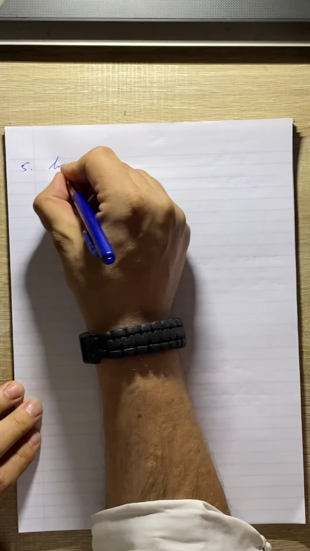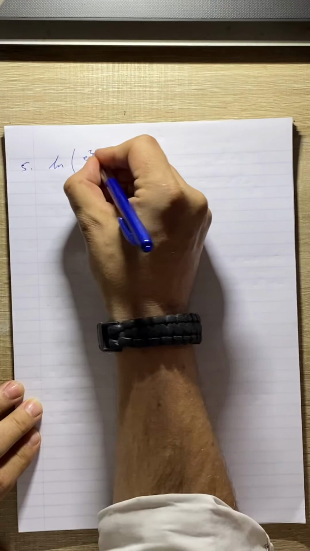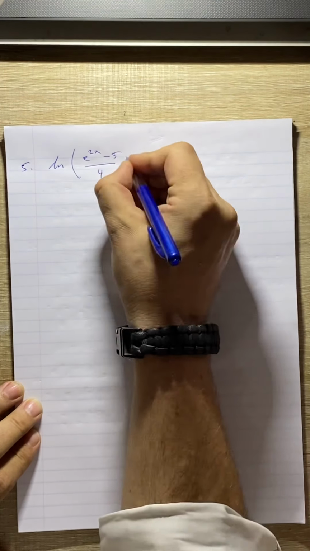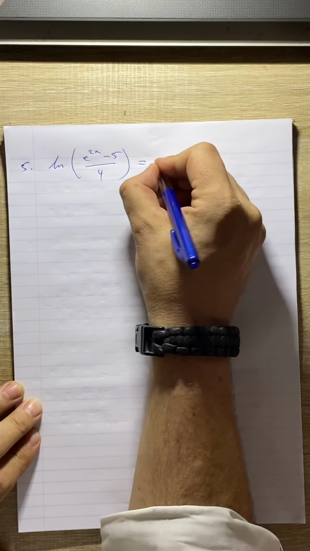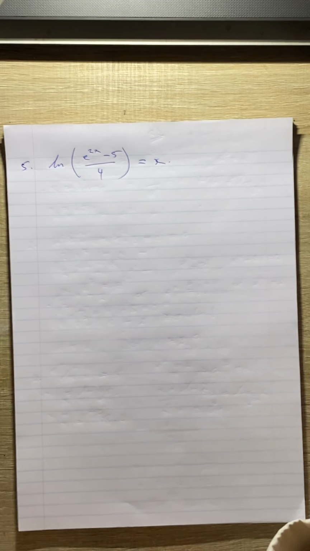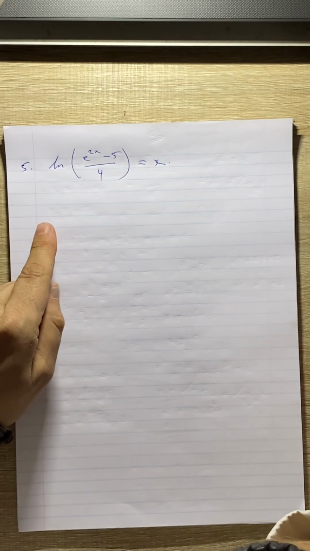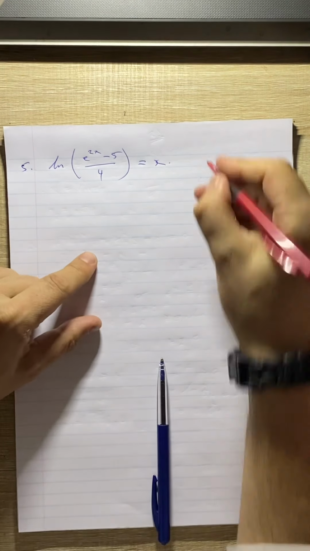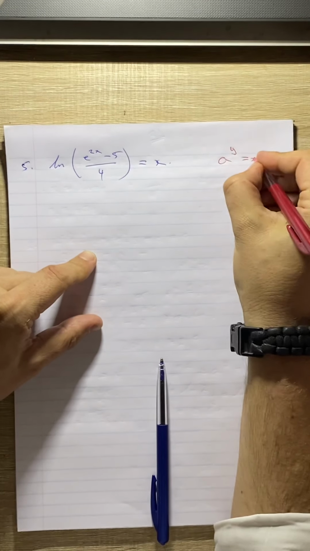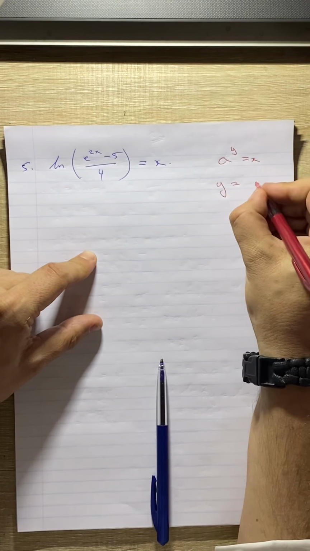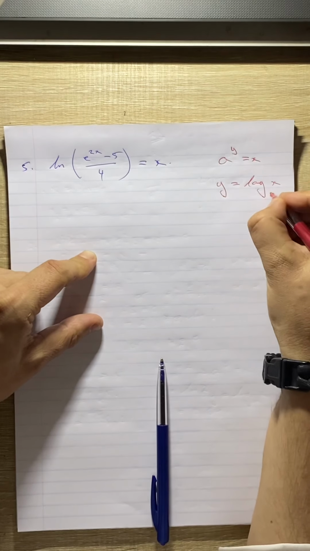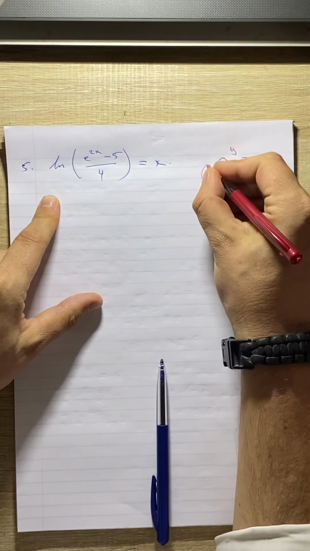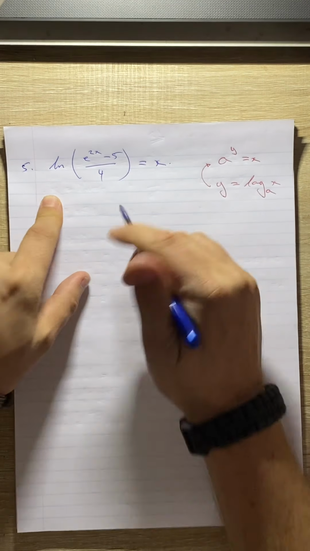All right. Let's have a look at example 5. We've got ln of e to the 2x minus 5 over 4 equals x. Okay, so with this one over here, I'm going to get rid of the ln form and put it into exponential. So basically it's in this form here, okay? And I'm going to reverse that form by putting it back into that one, all right?